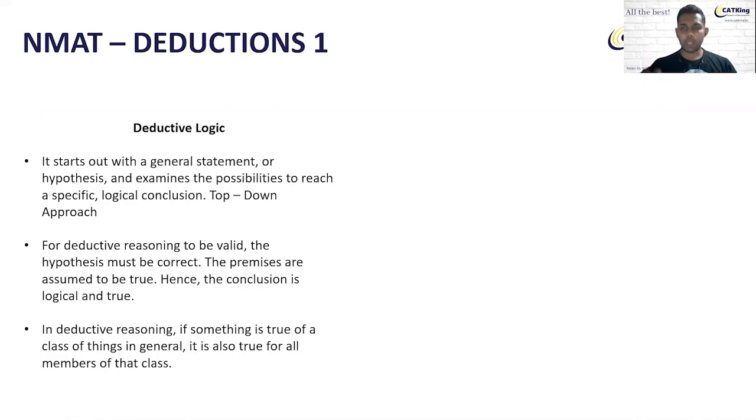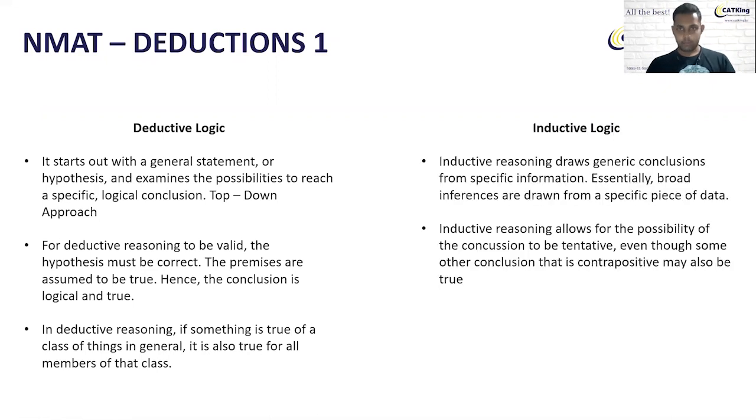So in deductions, there are two types of logic. First is deductive logic. That is a top-down approach where basically you have a premise. From there, you draw conclusions which are true as per the premise. Second, inductive logic, which is a bottom-up approach.